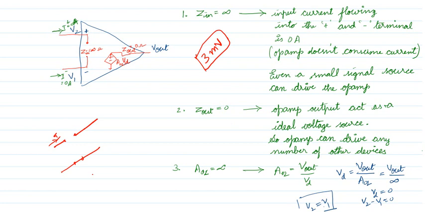Output impedance is 0 means it acts as an ideal voltage source. The op-amp can drive any number of other devices. What is an ideal voltage source? If you go to the laboratory and look at the voltage sources, you can see it clearly mentioned 5 volt slash 1 ampere. What is the meaning? It is only 5 volt for how much current? 1 ampere. If you are drawing or consuming more than 1 ampere, it is no longer 5 volt.